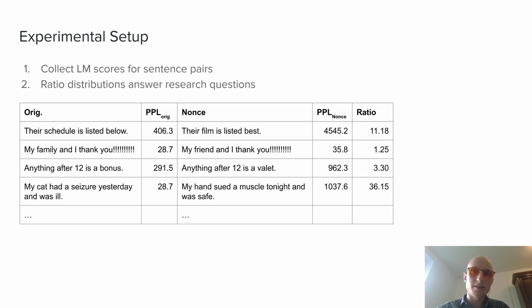Because the perplexity values can fall in a relatively wide range, we use the ratio of perplexity values as a measure of the effect of SPUD. For example, we see here that their schedule is listed below receives a perplexity of 406, while the perturbed version, their film is listed best, receives 4545. The nonce sentence perplexity is thus 11.2 times higher.